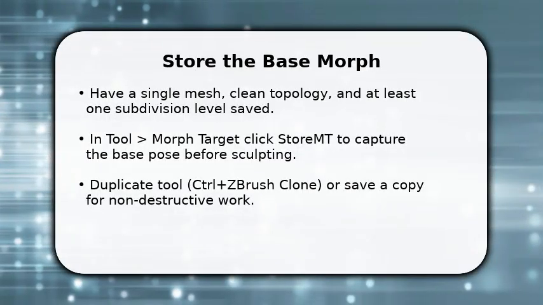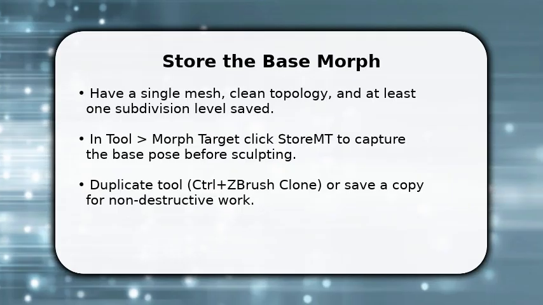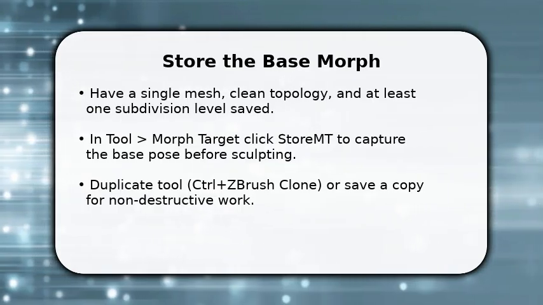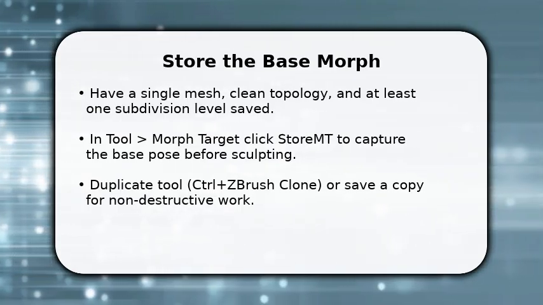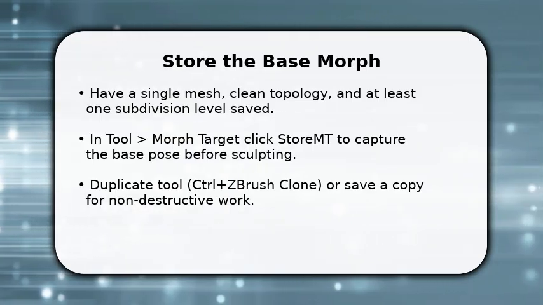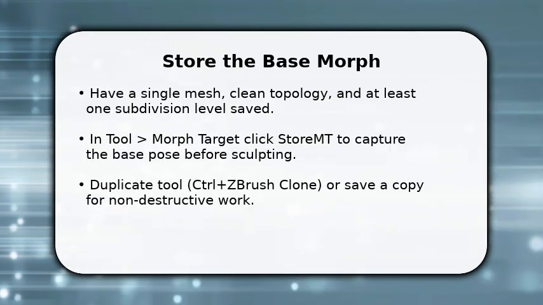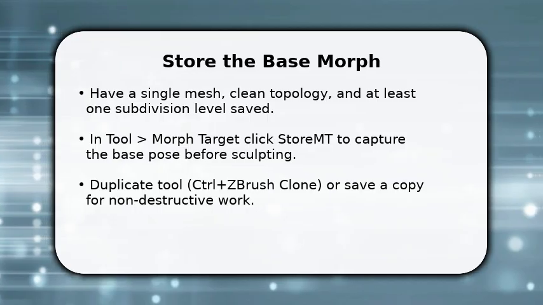You start by storing the base shape so you can return to it. This is essential. Make sure you have a clean mesh and at least one subdivision level available, then go straight to Tool > Morph Target and press Store MT to capture the original. Once done, duplicate the tool or export a quick backup so you never lose the base state.